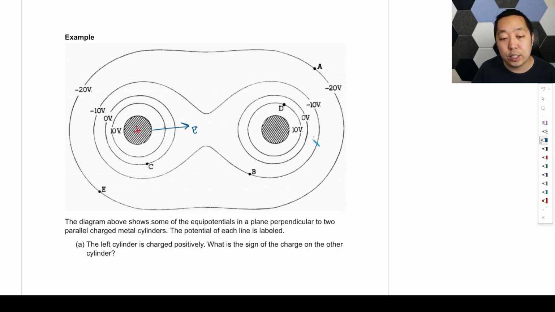Now, what's the direction of the electric field here? Well, it's going from higher potential to lower potential, so the electric field is going to point like this, from higher, because it goes from 10, 0, negative 10. The electric field is going to point that way, and it's also going to be positively charged. Positive because you can see the potential is decreasing, which means the electric field is moving away from the charge, right? Like a positive charge.